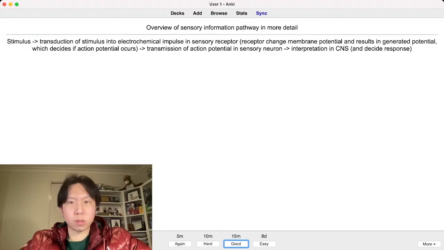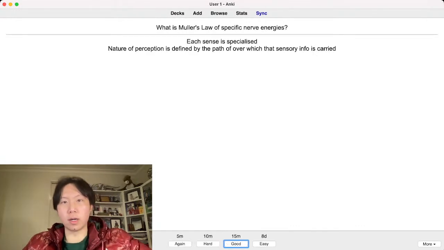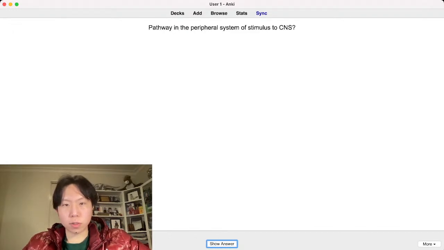Transduction of stimulus. So the receptor changes it into potentials, and then the action potential continues, and then it's interpreted in the CNS. I think that's hard. What is Muller's law? Oh, I forgot. Each center is specialized. Oh, yeah. Pathway in the peripheral system of stimulus to CNS.